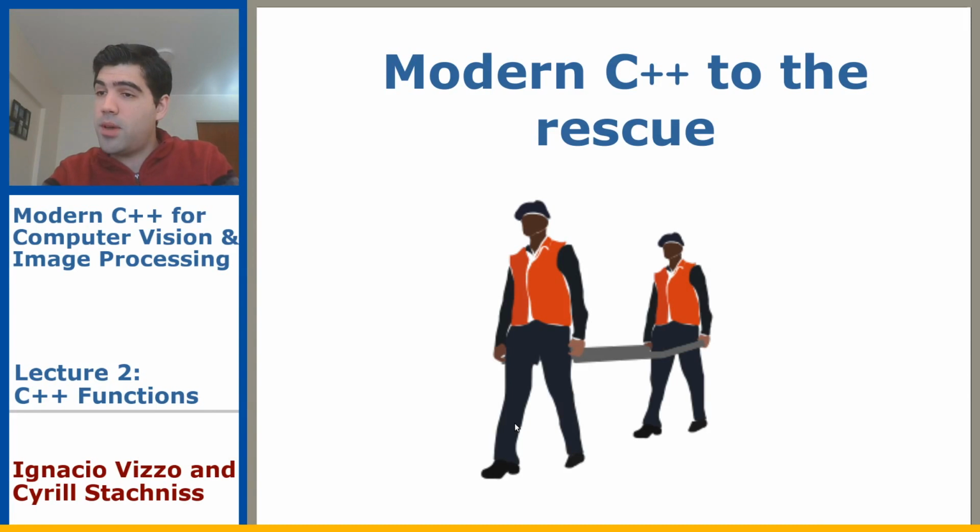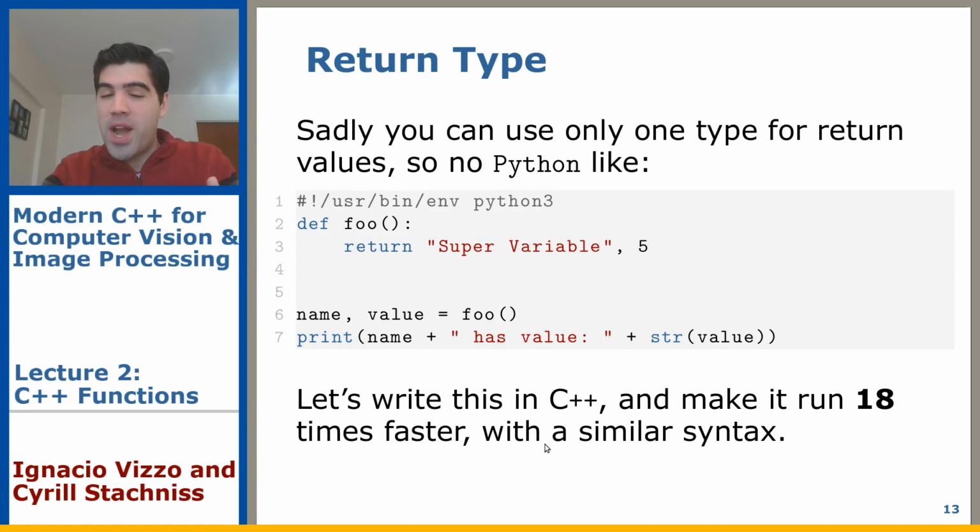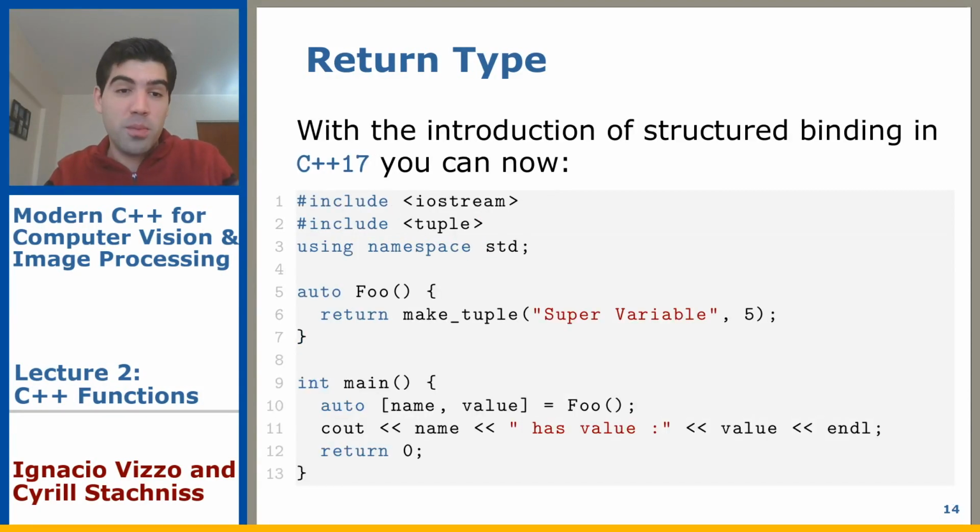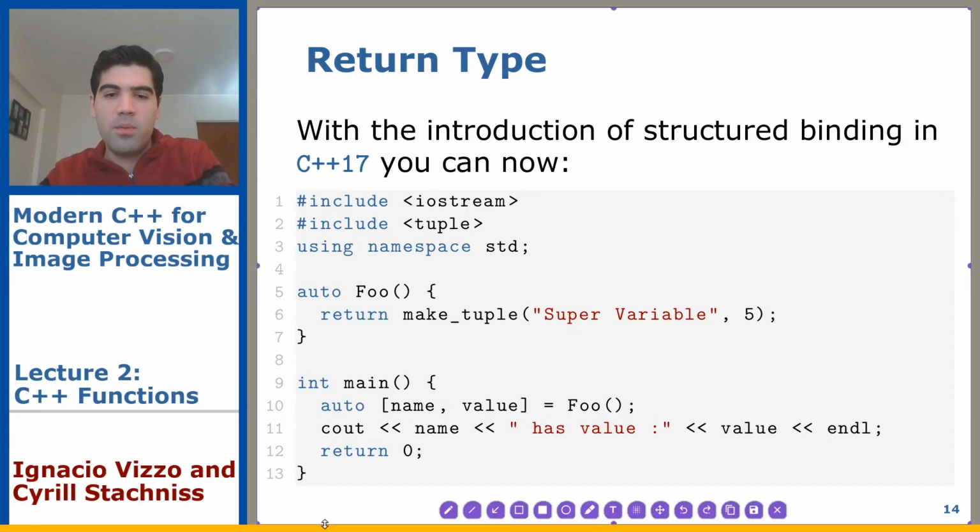But then, suddenly, good news, modern C++ is here to the rescue. So now we can write this and make it actually 20 times faster with a similar syntax. But this is starting from C++17. This is one of the reasons I moved the course from C++11 to 17. So you can start using these cool features and make your programs look better. So let's rewrite this Python code that you know for a fact will be much faster. In the next lecture we will see this guy called tuple. For now, you don't care.